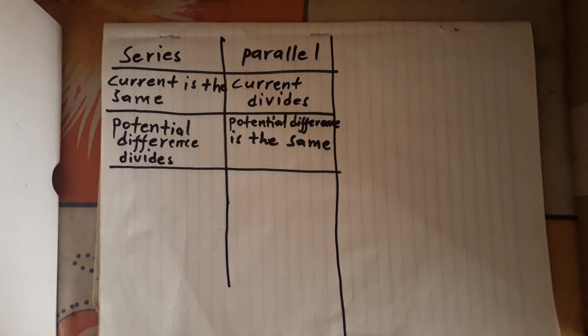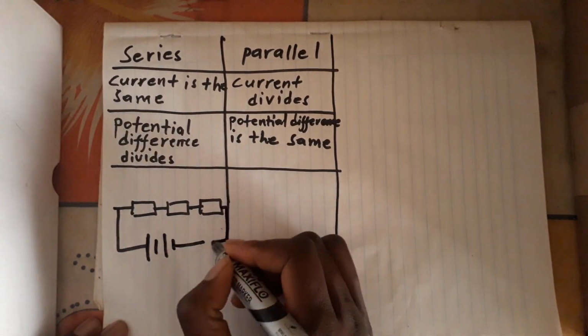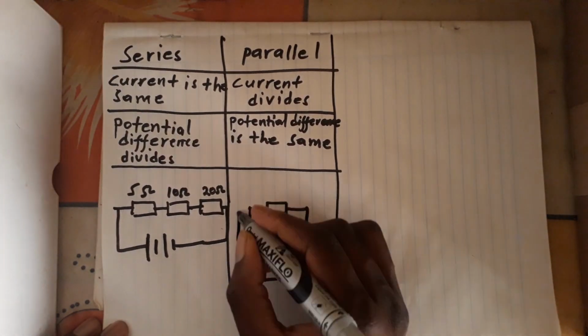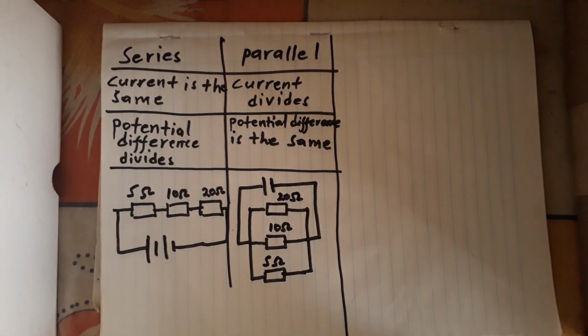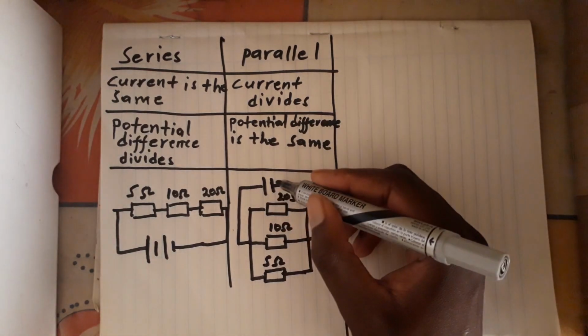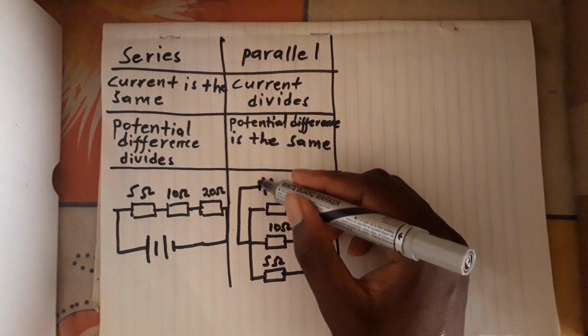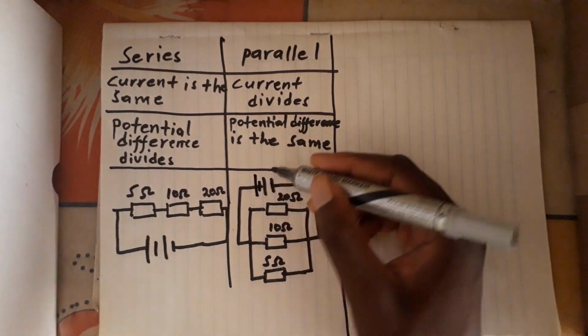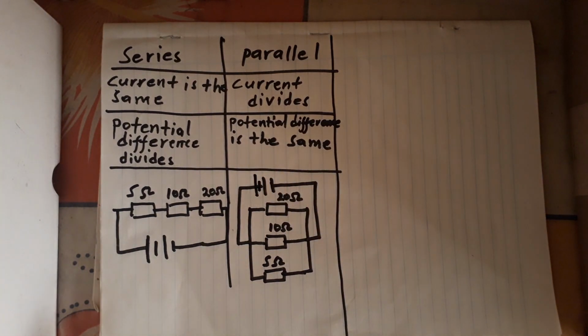I'm going to draw a simple circuit diagram showing resistors connected in parallel and in series. Okay, there we go. We have two circuits, of which one is connected in series, the other one is connected in parallel. So what we are going to do here is trace the flow of current in both circuits.